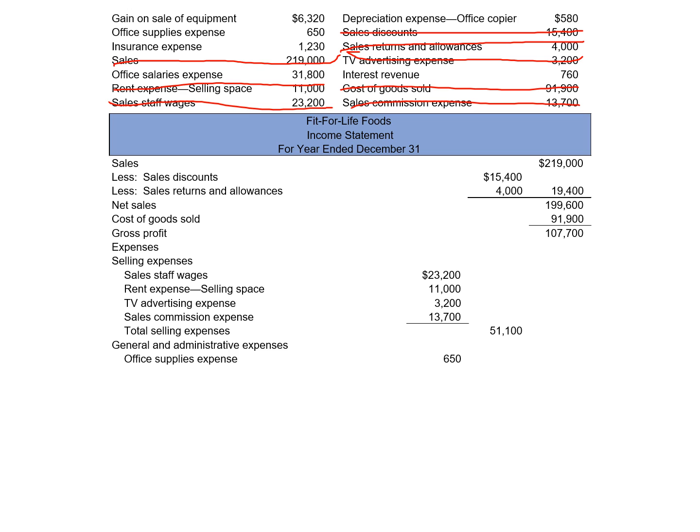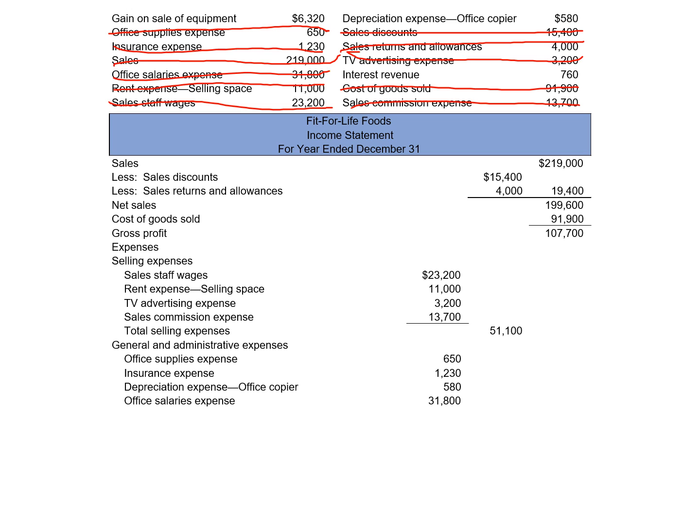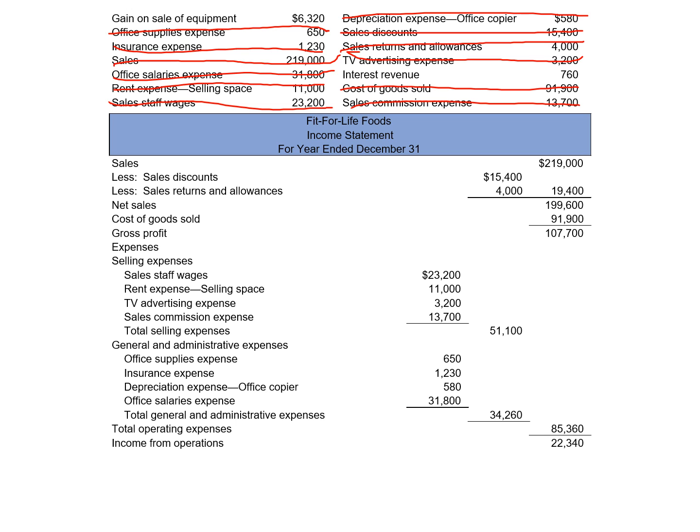Then we pull down all of our office expenses, or our general and administrative expenses rather. So that's office supplies, insurance, depreciation, and office salaries. So let's cross those guys off. For total general and administrative expenses of 34,260. And then we have total operating expenses of 85,360. So you have your gross profit less your selling expenses and general and administrative expenses. That gives you income from operations of 22,340.